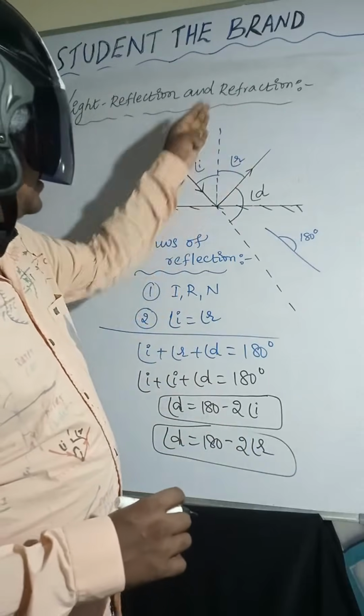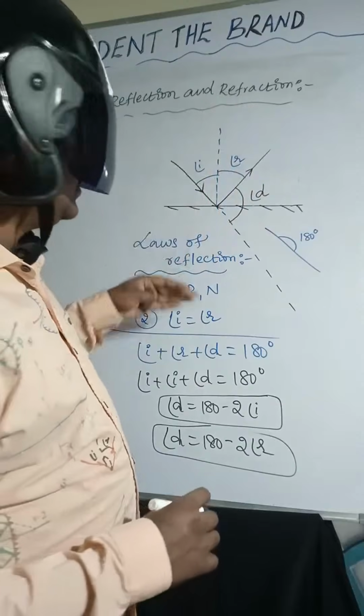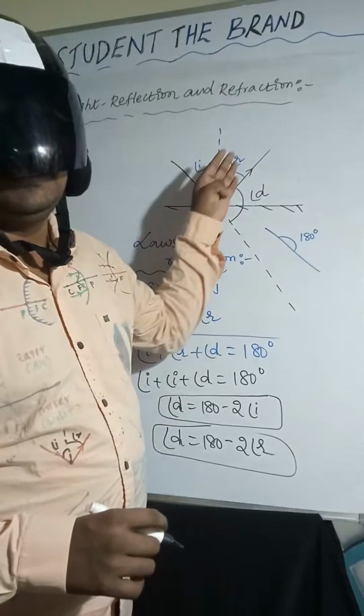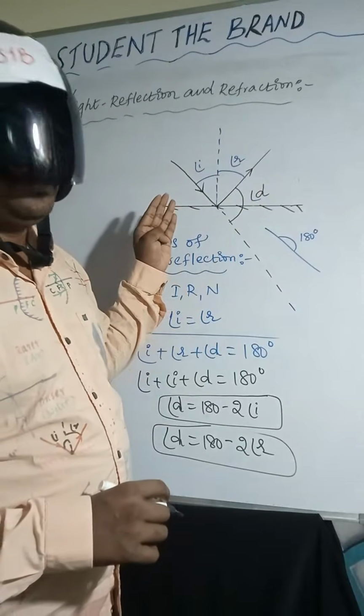The incident ray, reflected ray and normal line lie in the same plane. The angle of incidence is equal to the angle of reflection.